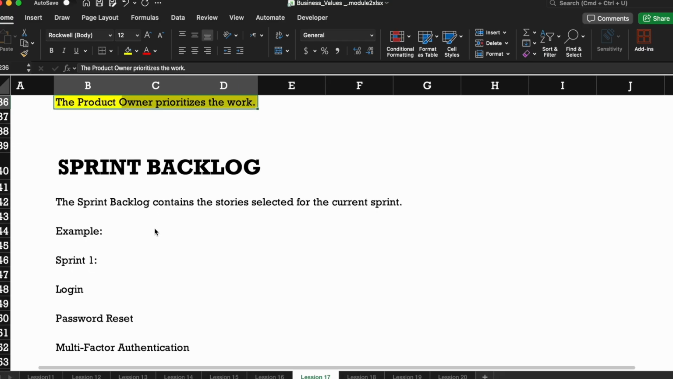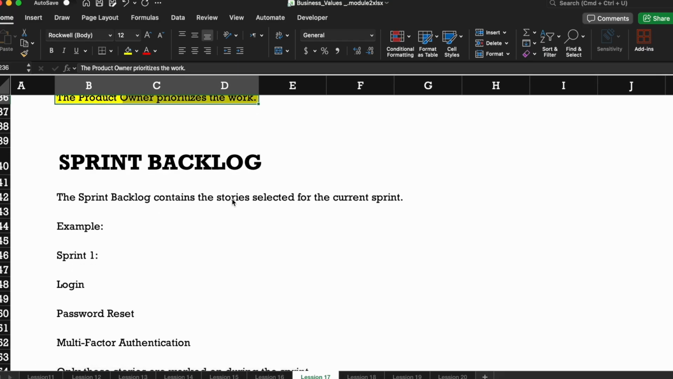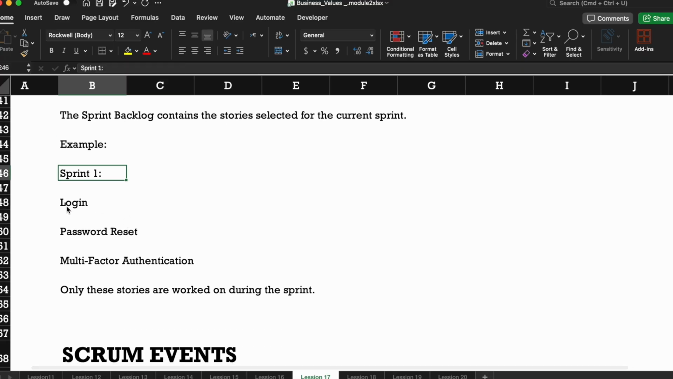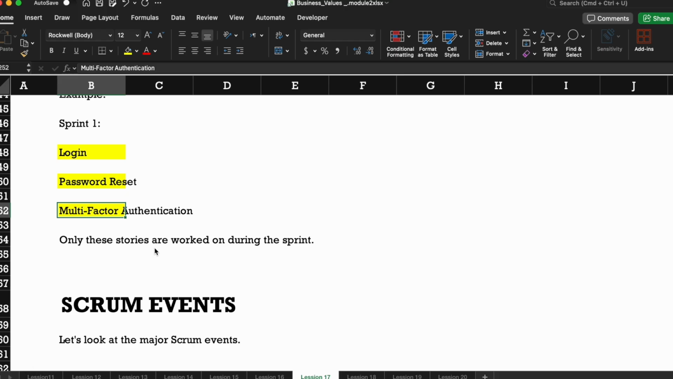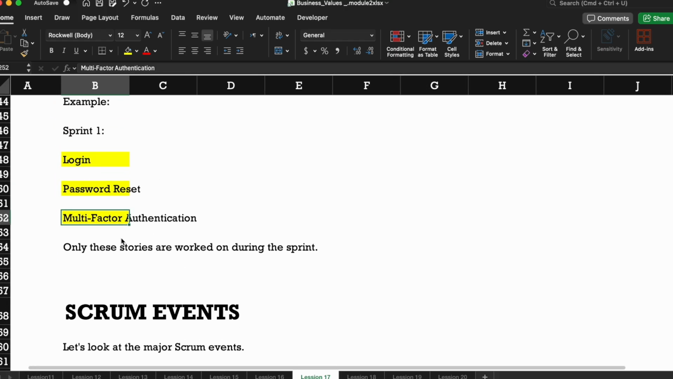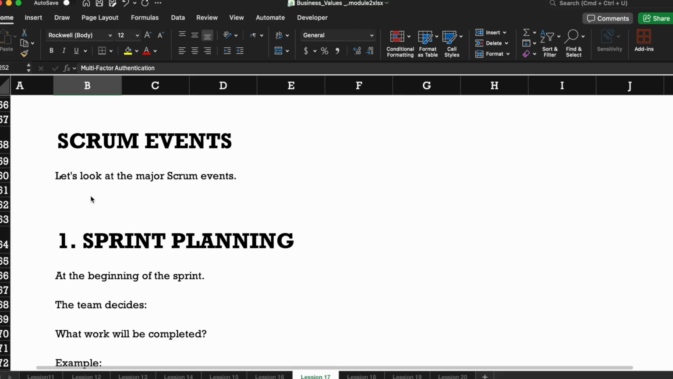So the sprint backlog contains the stories selected for the current sprint. For example, in sprint 1, we will take only login, password, multi-factor authentication. Okay, so only these stories are worked on during sprint 1. The rest of everything will go to sprint 2, sprint 3, sprint 4, whichever sprint you are currently in.